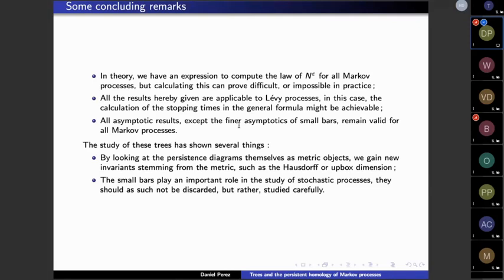And the reason for this is because they, as we have seen, turn out to be related to the regularity of the processes which you're studying. So this is one of the remarks. And finally, the small bars actually play a very important role in the study of stochastic processes. So they cannot and should not be discarded, but rather be studied carefully, as there is some very powerful information which is encoded in these very small bars, and in particular in the growth of the number of the small bars.